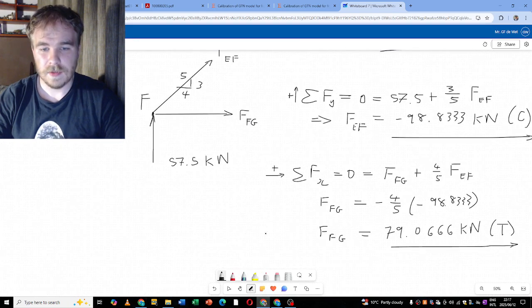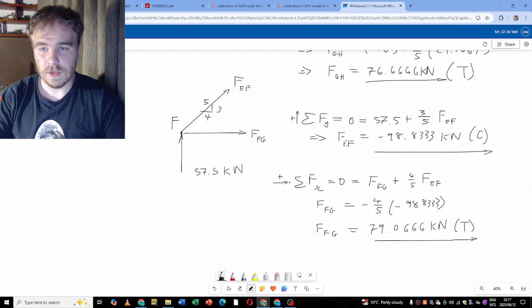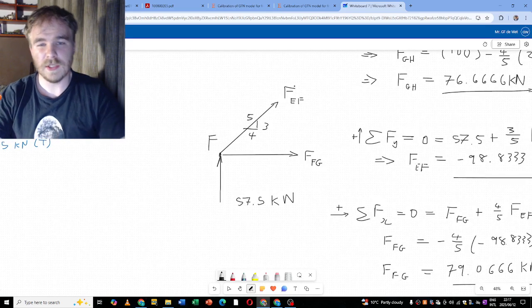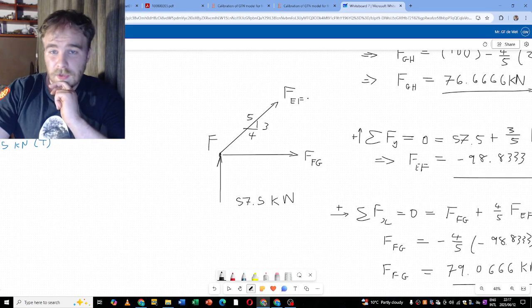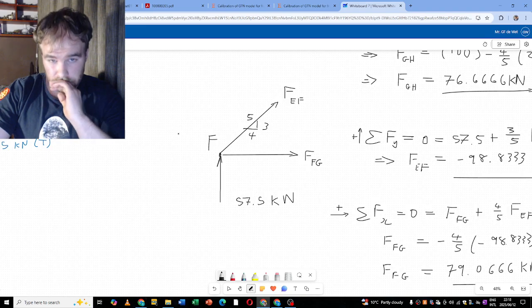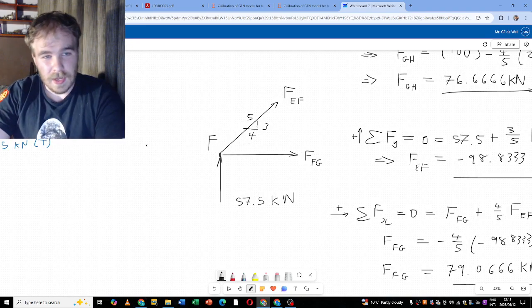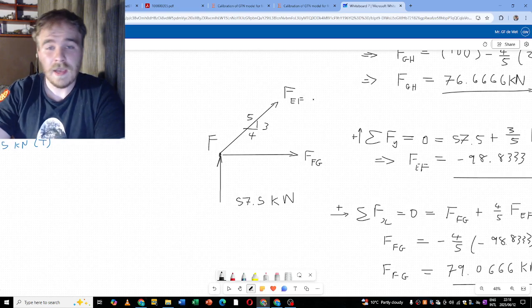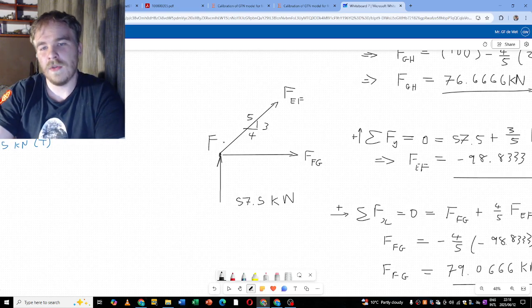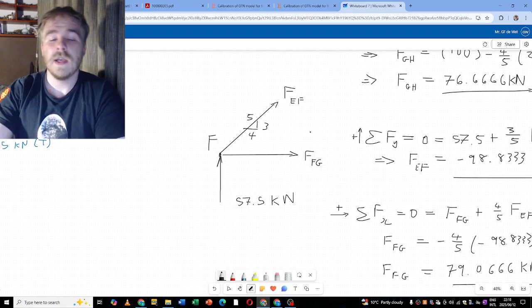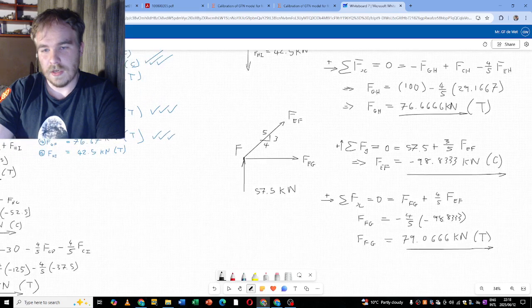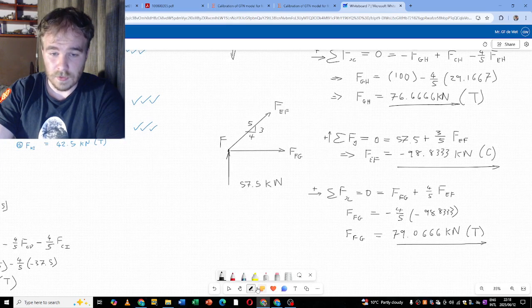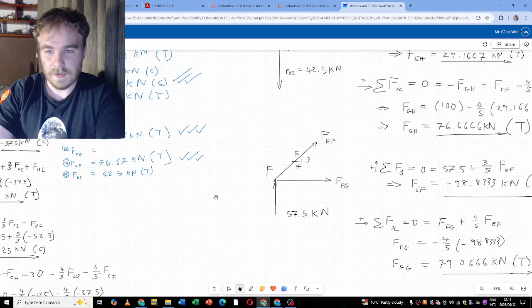Okay, so now that we have that, it is all done and dusted. Let's just double check. FEF is in the wrong direction. It's actually pushing F in the negative x direction. So FFG is in the right direction. It needs to be smaller than FEF because FEF only has a component in the x direction, and FFG is entirely in the x direction. And did we get that? Absolutely. So we are happy.